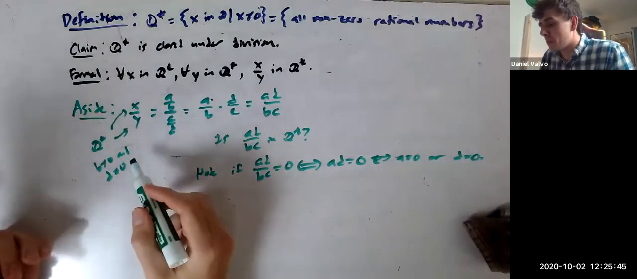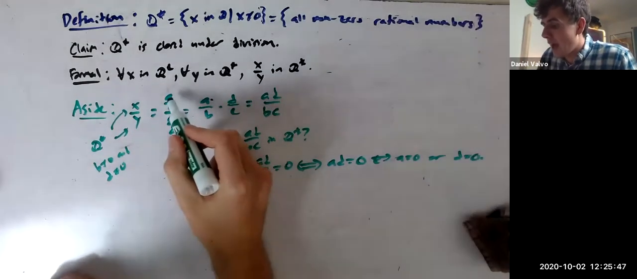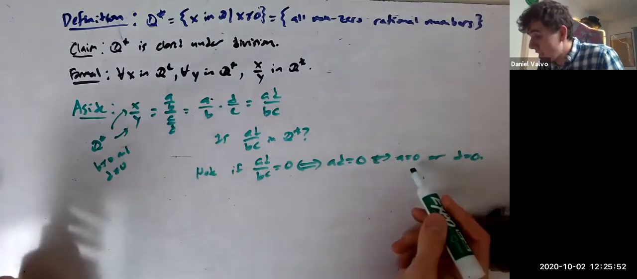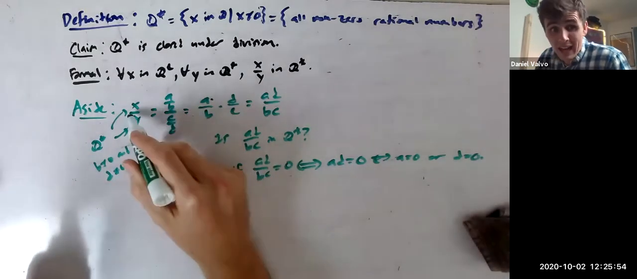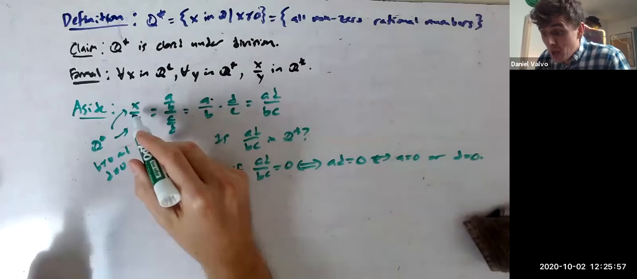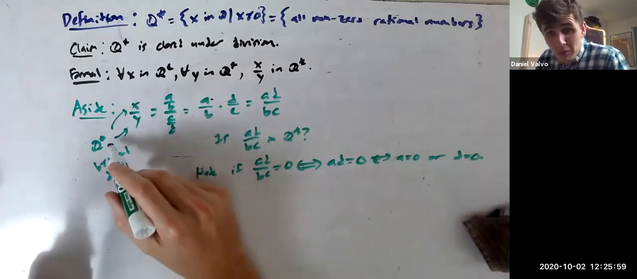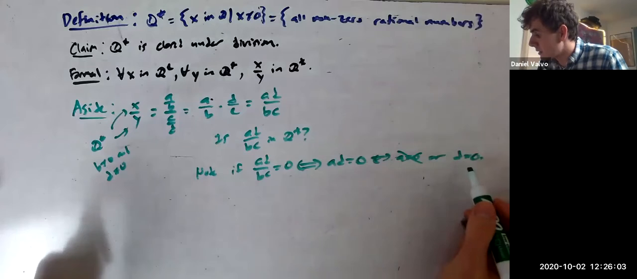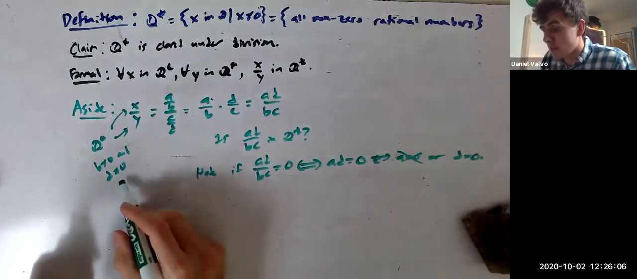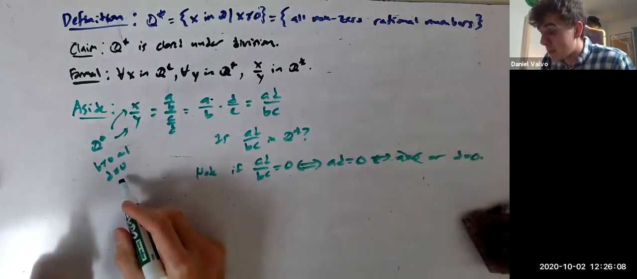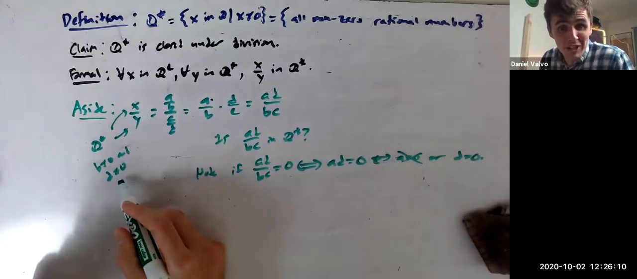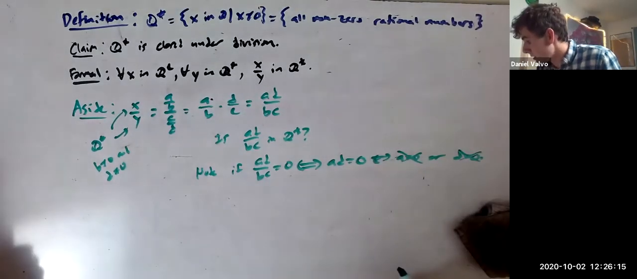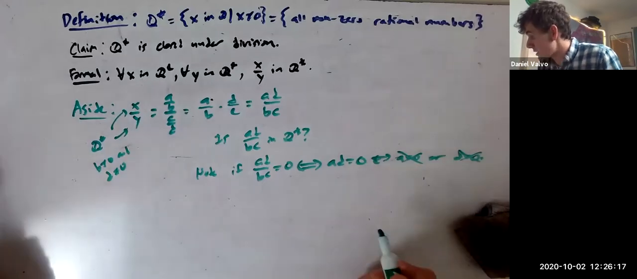But remember that A over B and C over D, which equal X over Y, are in Q star. So if A equals 0, that means A over B, which is X, would equal 0. But X is specifically a non-zero rational number, so it can't be 0. So this couldn't happen. And same thing with D. Actually, D is a little different. D can't be 0 because it's the denominator of a rational number, so by definition it can't be 0. We knew that one wasn't 0 already. So AD doesn't equal 0, so the whole thing's not 0.